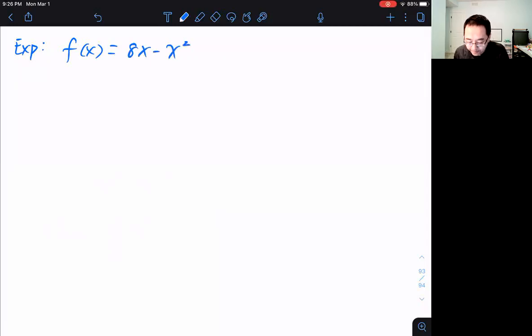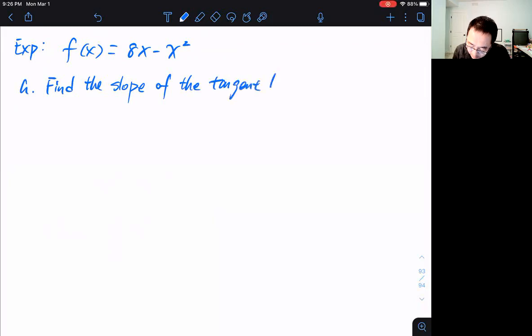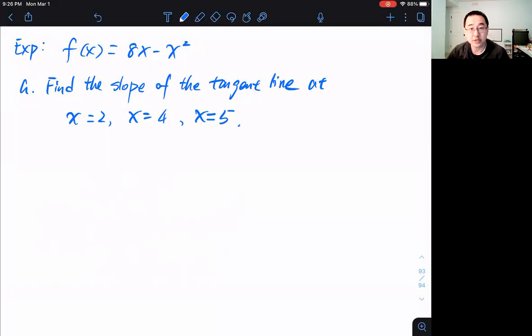Now I want you to find the slope of the tangent line at x equals 2, x equals 4, and x equals 5. Hopefully by now, once you see that you're looking for the slope of the tangent line, you know that we're supposed to take the derivative of this function and then plug in these different values, right? So first, let's take the derivative.